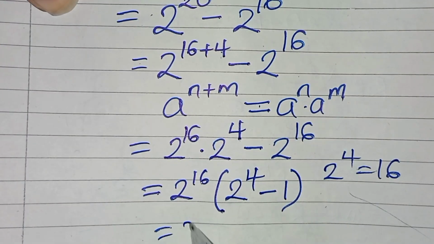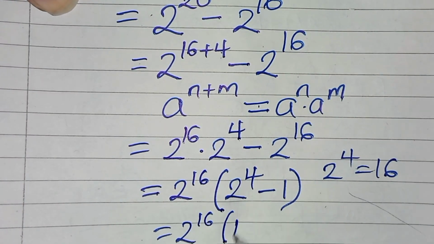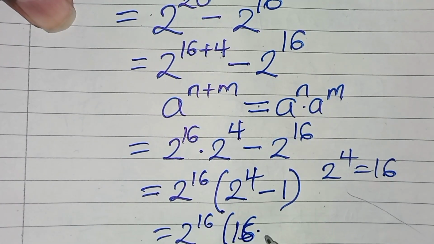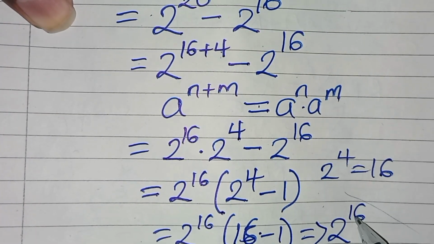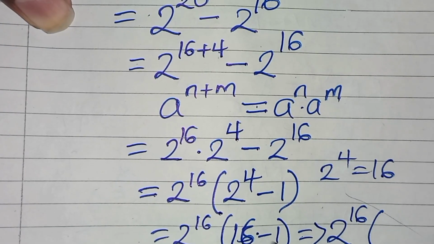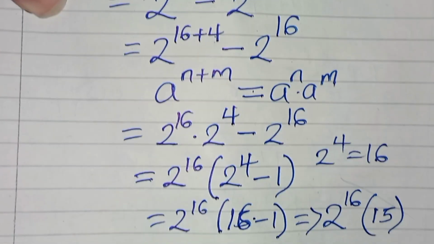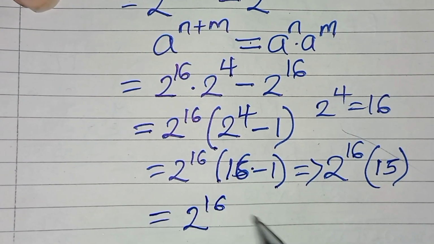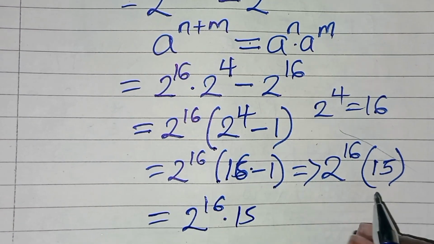So we'll have 2 to the power 16, into the bracket here, we'll have 15. This is 16 subtract 1. This is equal to 2 to the power 16, multiplied by 16 minus 1, which is equal to 15. So we have 2 to the power 16 multiplied by 15.